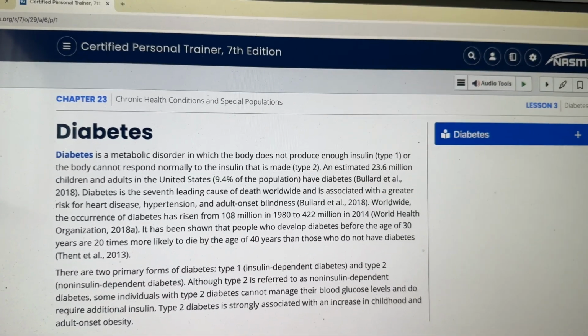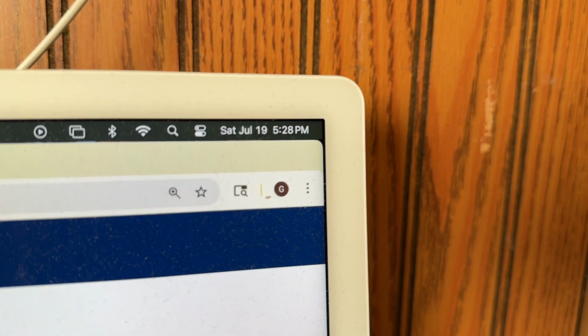Alright, chapter 23, lesson 3, diabetes, 5:21, 5 pages. See you guys in another 15 minutes, so I'm gonna kill this really quick and I'll be back. Alright guys, chapter 23, lesson 3 is done. It is 5:28 right now. Only 2 questions. Here we go.